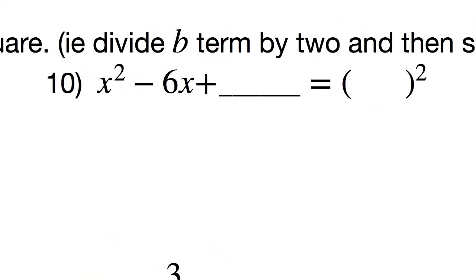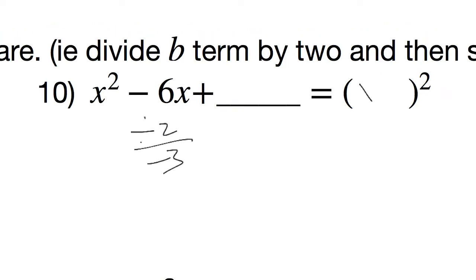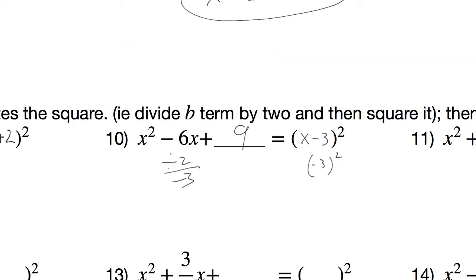Again, negative 6 is the b term, so you divide it by 2 and you get negative 3. So that means this is going to be x minus 3 squared. And then negative 3 squared will give you positive 9. And then we can see x squared minus 6x plus 9 is equal to x minus 3 squared.